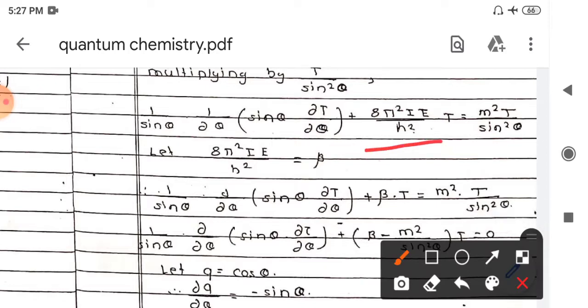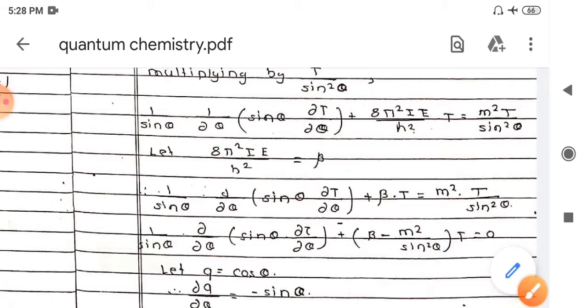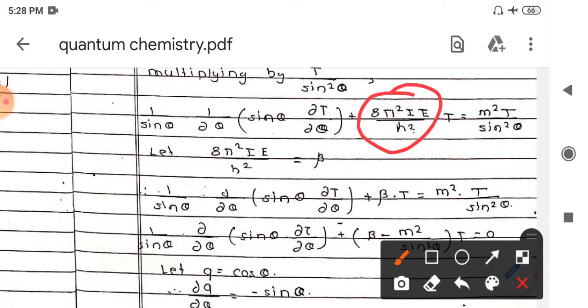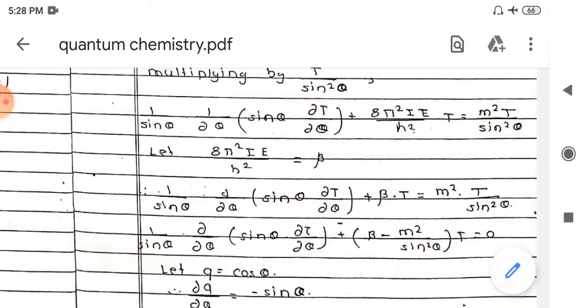this term, that is 8 pi square I into e upon h square. 8 is constant, pi is also constant, h is constant, energy is also constant for our given system, and I is what? Once we have specified the certain energy level as well as the mass of the system and the internuclear distance, since we have assumed that it is a rigid rotor, the internuclear distance is also constant. So all of those terms are constant. So for this whole term we can consider a common constant, which is nothing but beta.